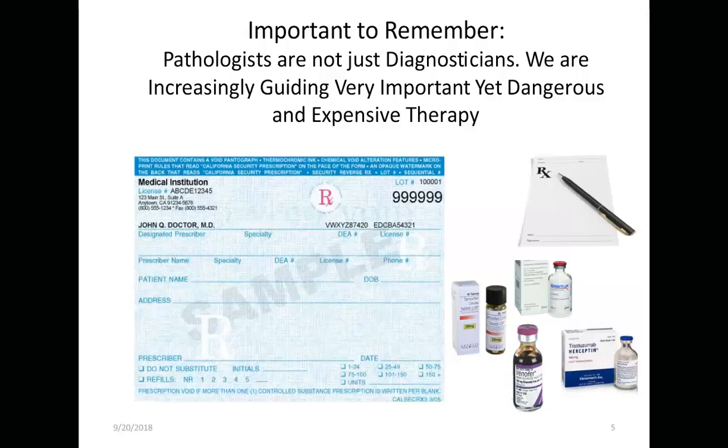Many of these treatments, especially things like CAR T-cell therapy, may end up costing as much as $1 million or more per patient per year. And a lot of this treatment hinges on the ability of a pathologist to give an accurate diagnosis and also to provide accurate ancillary testing.